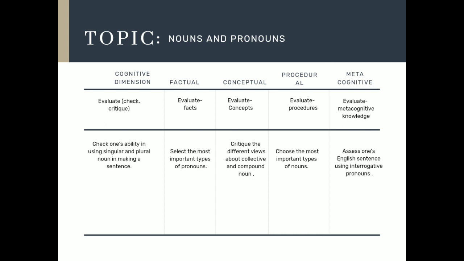In the fourth column, which is evaluate procedures, I wrote my learning objective, which is: student will be able to choose the most important types of nouns. And last is evaluate metacognitive knowledge, which is the fifth column. I wrote: students will be able to assess one's English sentences using interrogative pronouns.